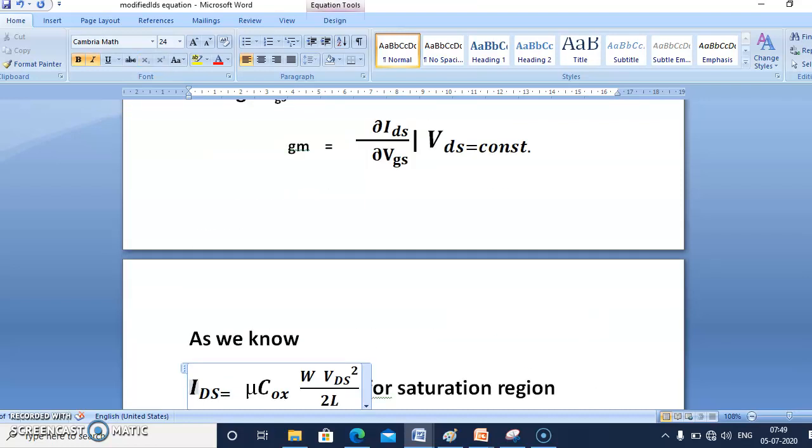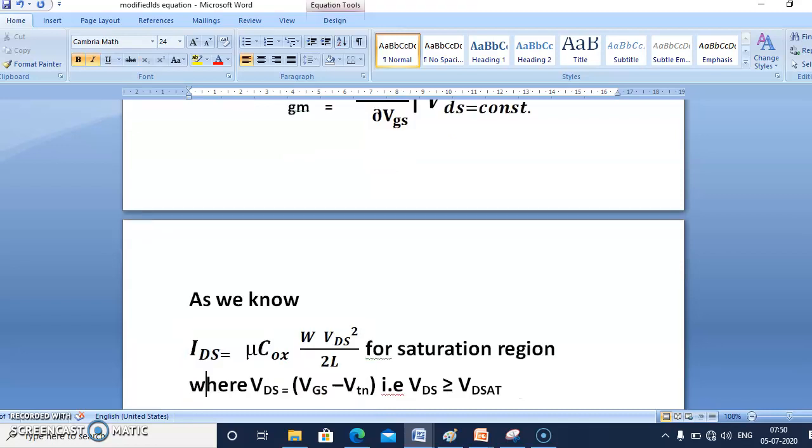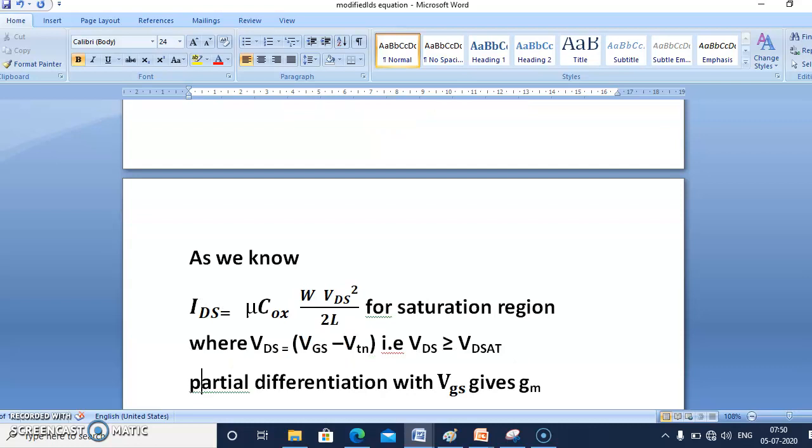So GM is equal to dou IDS by dou VGS. IDS we have already calculated, and for the IDS calculation you can watch the previous videos. So IDS is equal to mu COX W into VDS square by 2L for the saturation region. We know the saturation region is large VDS, VDS greater than or equal to VDS sat, and VDS sat is equal to VGS minus VTN.